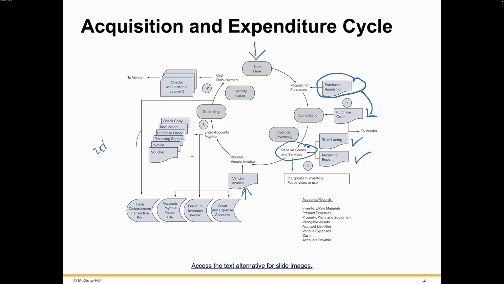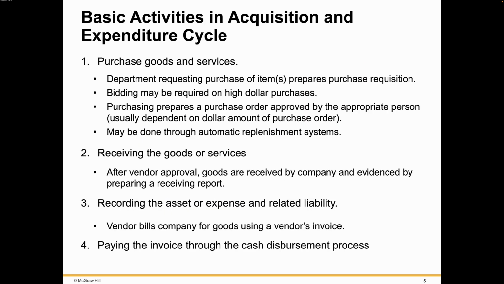And then we have all of the supporting documentation, and this is where we start to audit, right? We want to see the voucher, the invoice, the receiving report, the purchase order, the requisition, and the check copy. And so that is how the whole cycle is done. And so the most important part from an auditor's perspective is to ensure that you understand the process, and this would be part of our working papers.